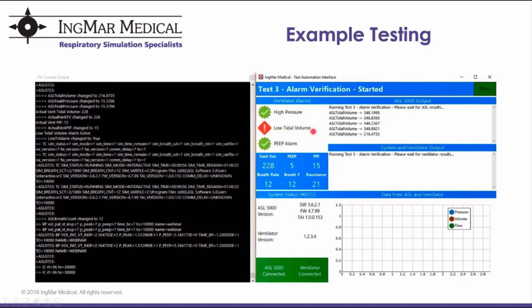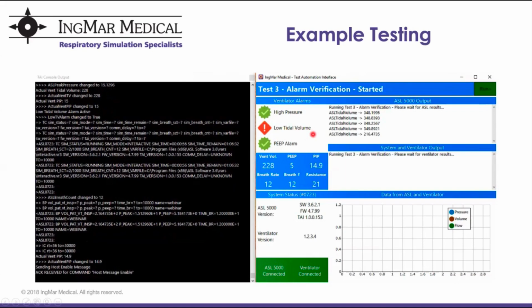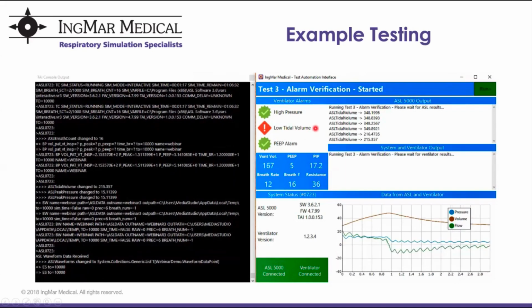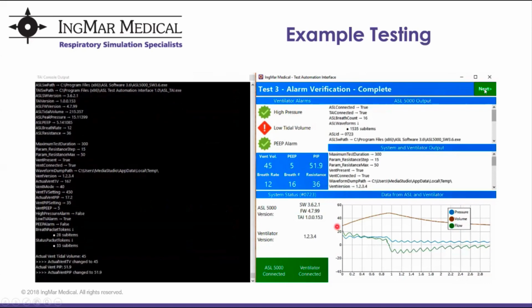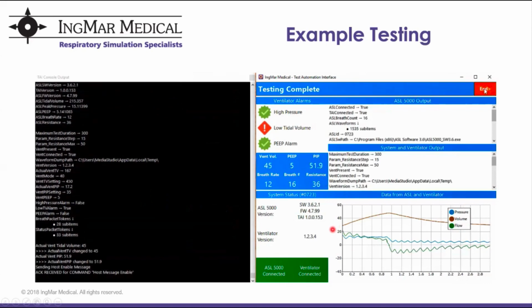And our simulation will end with another waveform that depicts the patient's breath that triggered the original alarm. This concludes our demonstration of the TAI being used in a testing environment.